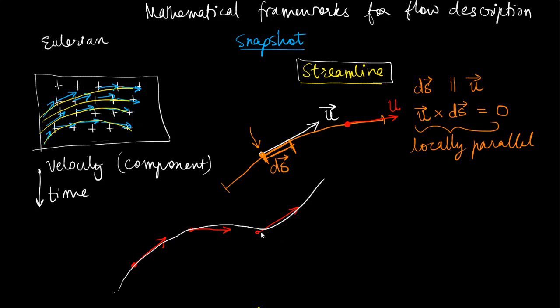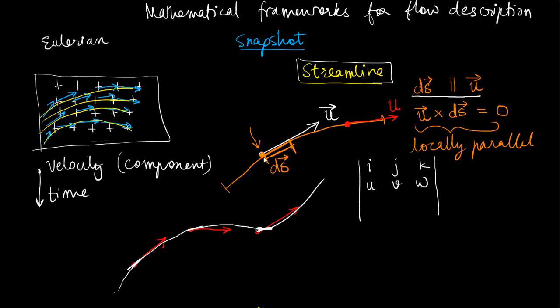Something like this, so that at all points, the increment in the displacement vector along the streamline would be parallel to the velocity vector at that point. So this is the mathematical condition. Let us try to write it down for simple Cartesian coordinates using the good old rules of cross products.